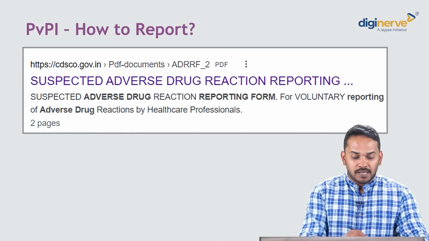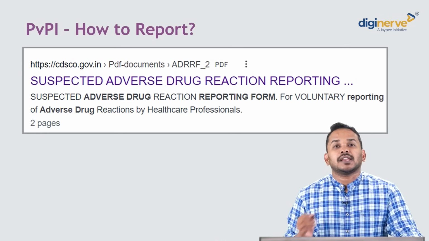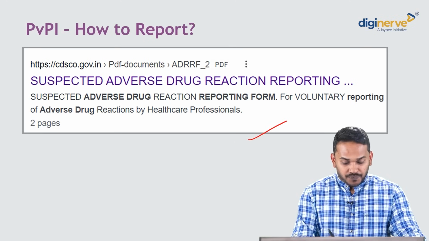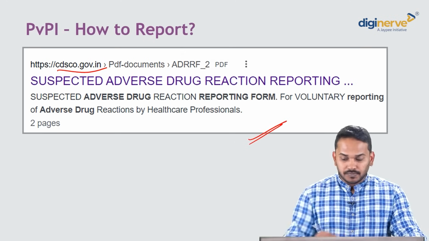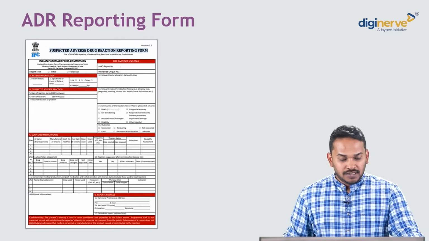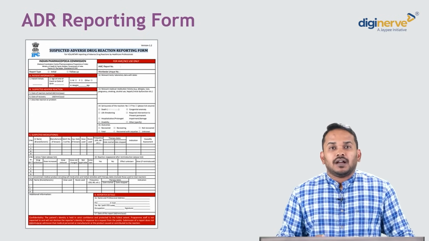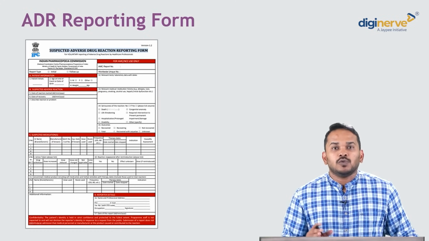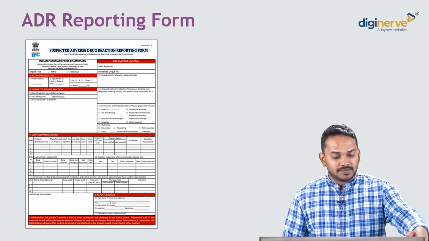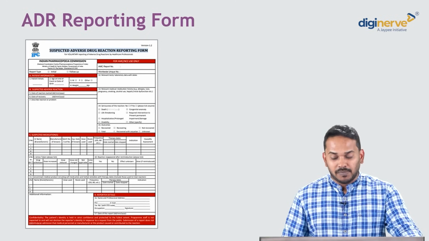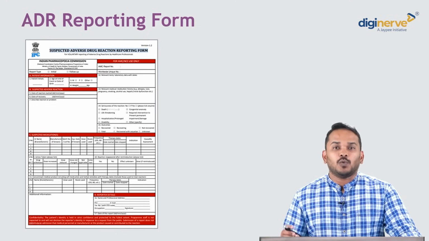If you type in suspected adverse drug reactions, you will get this form from CDSCO, and the form looks like this. So, this is a very important practical examination point. This is an exercise for you in the practical examination. This suspected ADR reporting form has many parts and you have to know what to write.